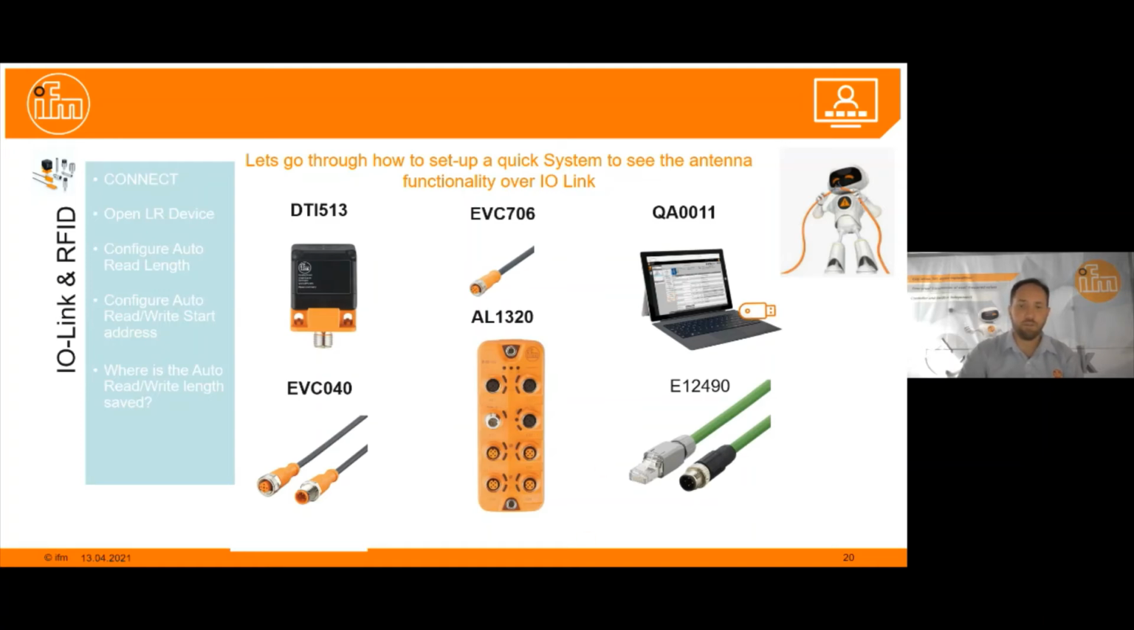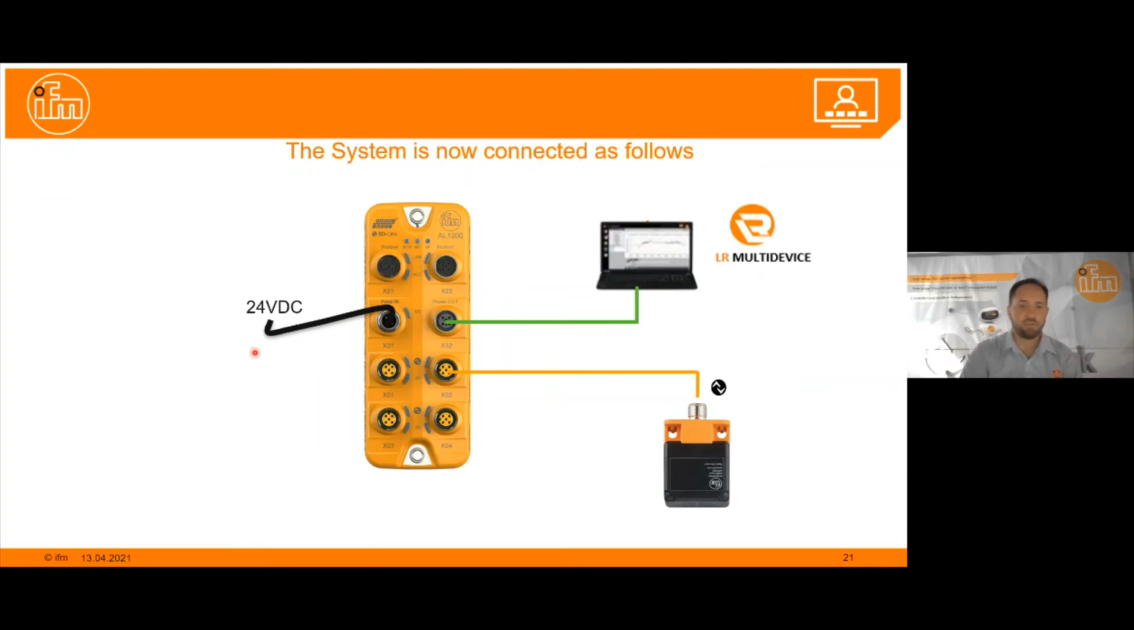Once wired, we have a situation that looks like this: a 24 volt supply, an Ethernet cable to the software, and the read-write head. And believe it or not, no PLC, but yet we can access the information.